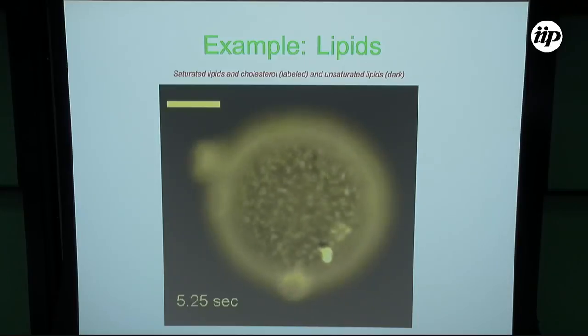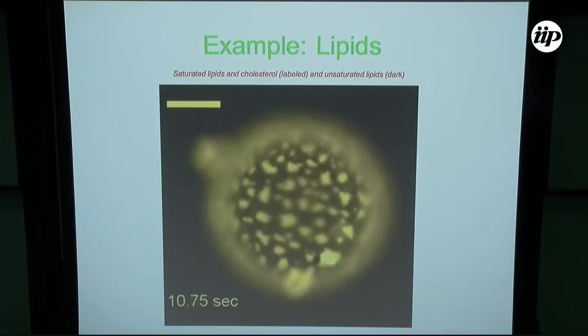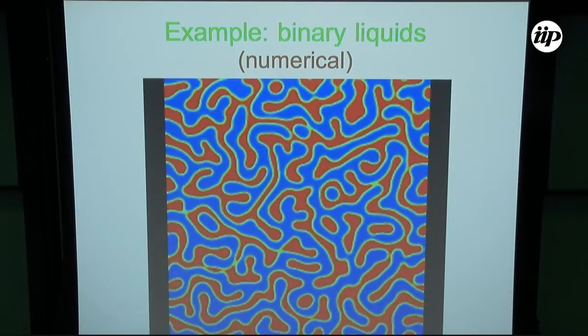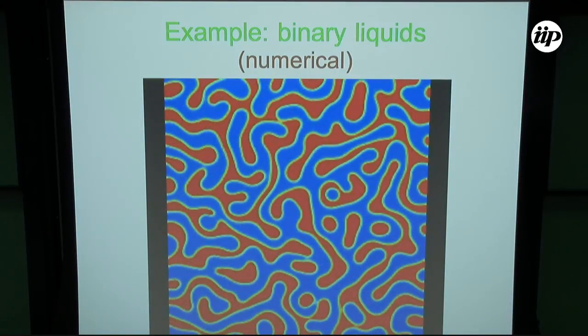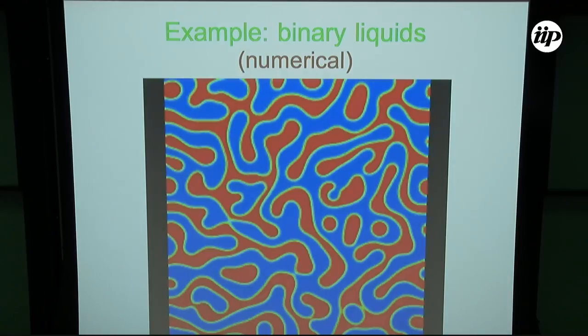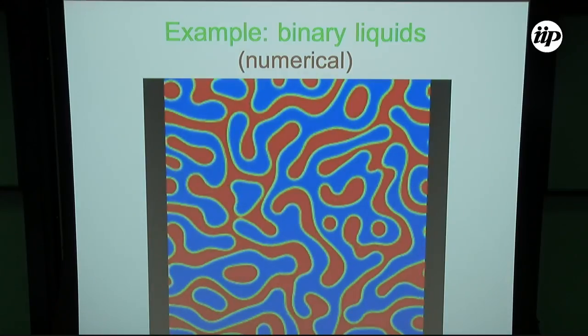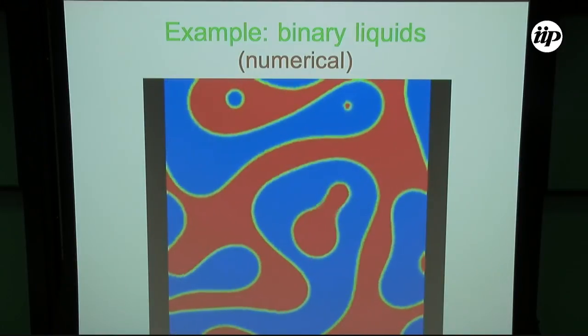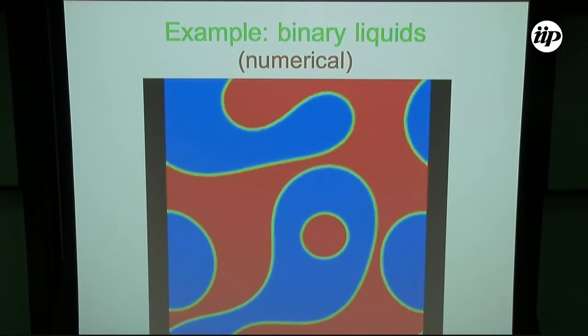This is a small film which shows phase separation of two kinds of lipids. And this other example is a model, not an experiment, a model to describe phase separation in a binary liquid, like vinegar and oil, let's say. This is the morphology I will be mainly focused on later.